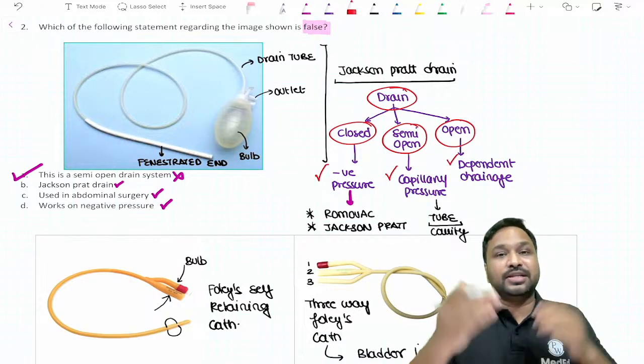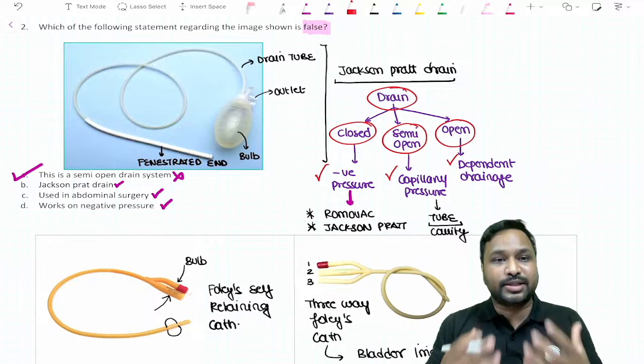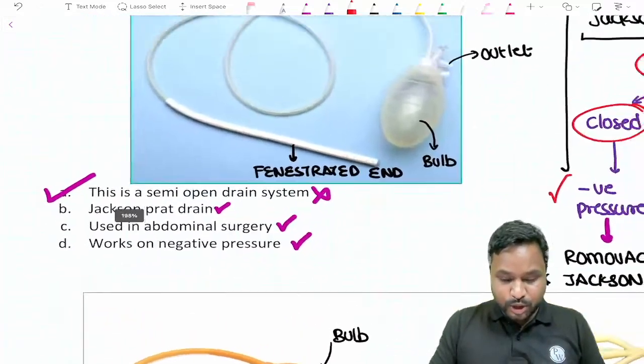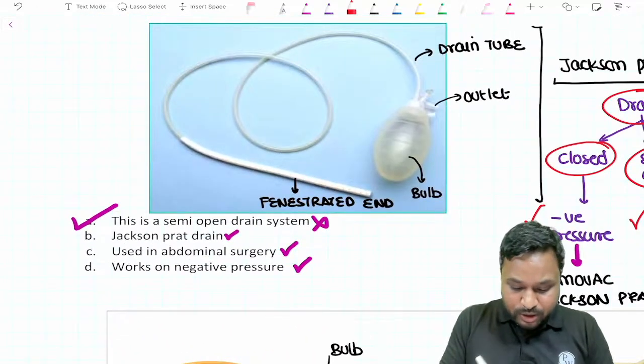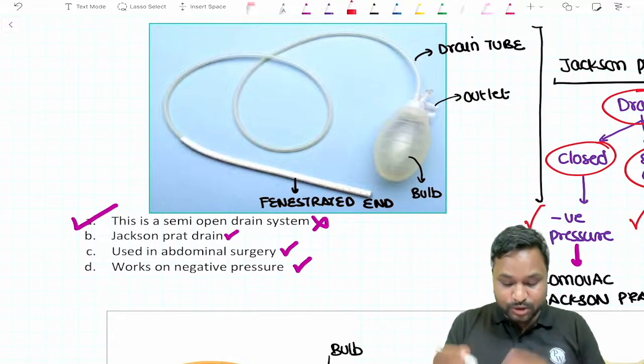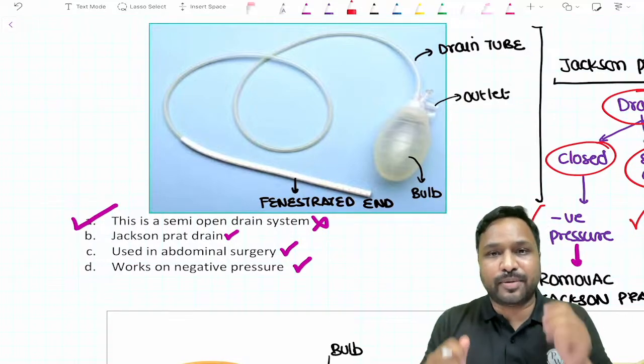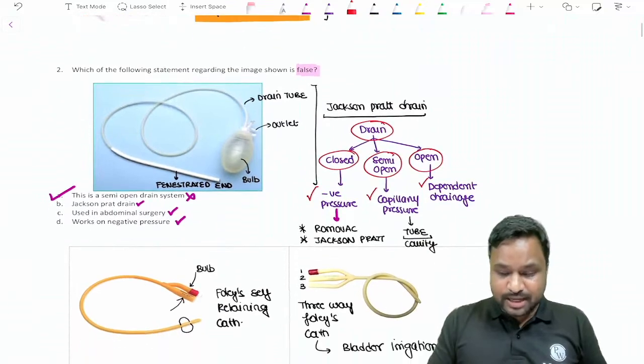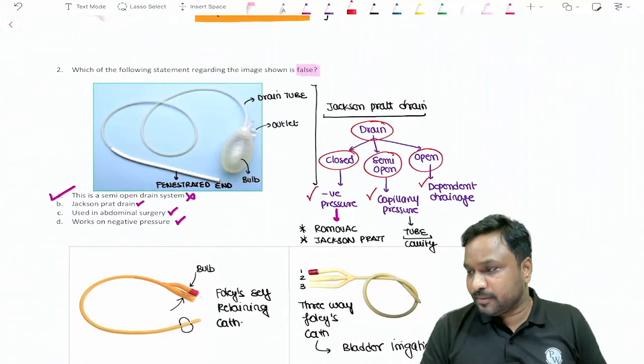What is Jackson-Pratt? Jackson-Pratt is a closed drain. It's a negative suction drain. So the option that was given, that this is a semi-open drain, is wrong. It is used in abdominal surgeries. Works on negative pressure, absolutely correct. So that is in terms of Jackson-Pratt drains.